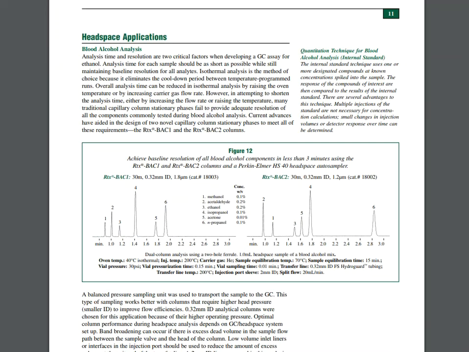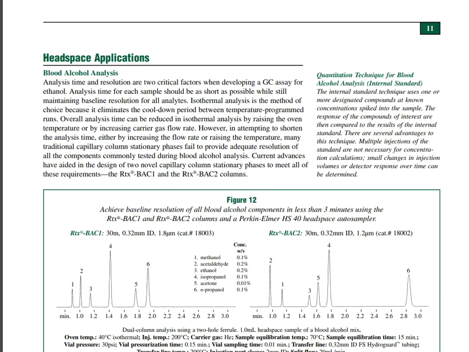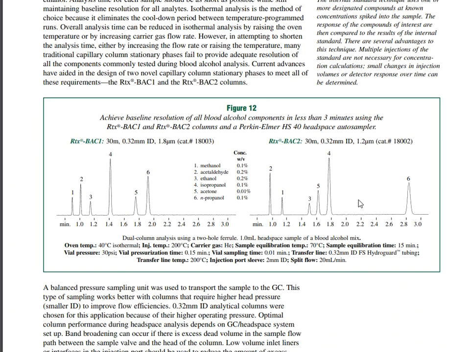On this page of the information brochure, you're going to see Headspace applications. And the very first one that they start with is blood alcohol analysis, or BAC. The blood alcohol analysis, what I want you to focus on here, and maybe I can zoom this up a little bit so you can see it a little better, is going to be figure number 12. This is your typical method that you might see with a GC system, and they're showing you a normal chromatogram with all of these samples. This is traditionally what it would look like.